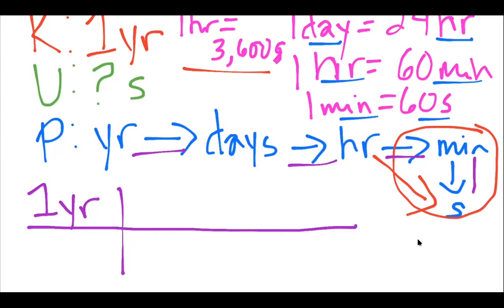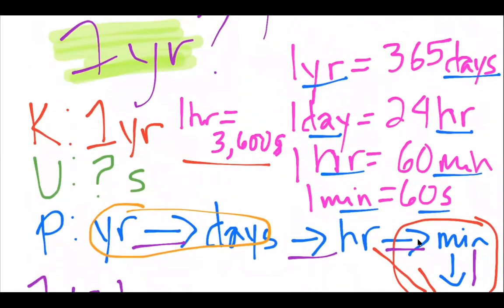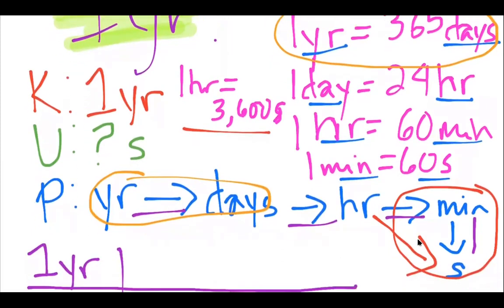Okay. So how you do this is you use your conversion factors. So I'm going to look at my plan. The first step that we have in our plan is to go from years to days. And we need to find the conversion factor that allows us to do that. Here it is. 1 year equals 365 days. So I need to turn that conversion factor into the fraction form like we saw on the notes.